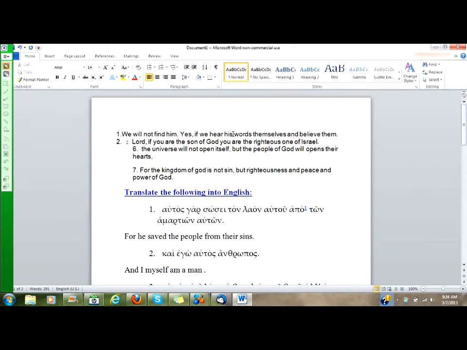Ou gar estin hē basileia tou theou hamartia, alla dikaiosynē kai eirēnē kai exousia tou theou. For the kingdom of God is not sin, but righteousness and peace and power of God. How did we do? The kingdom of God is not sin, but righteousness and peace and power of God. That looks just great. All right.